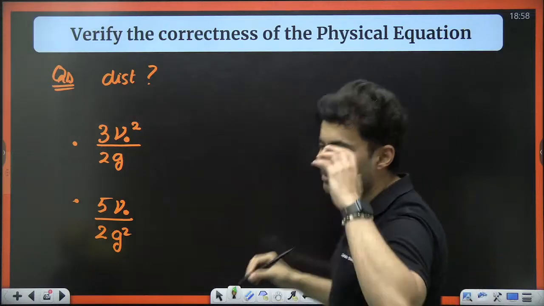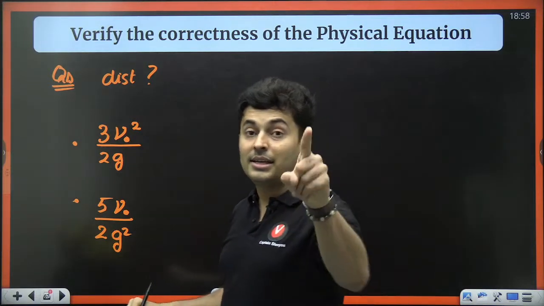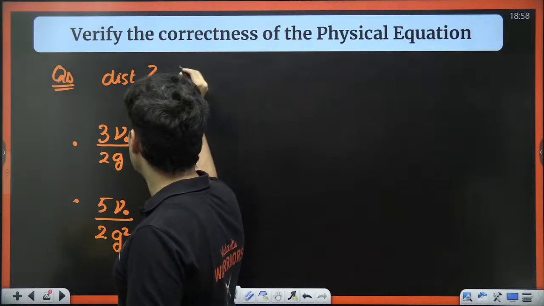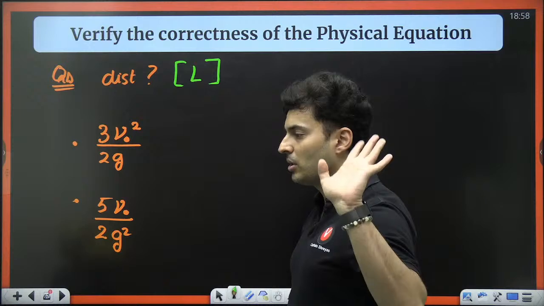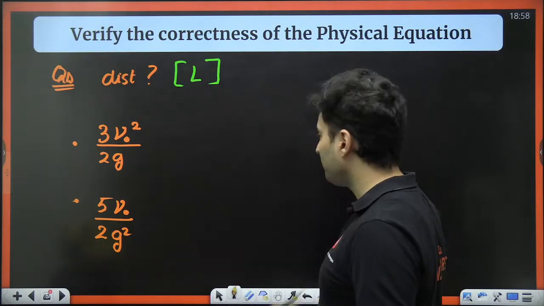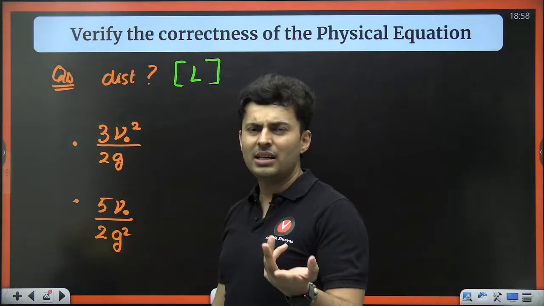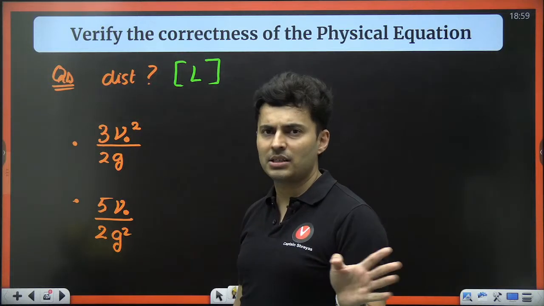What is the final distance traveled? Some nonsense is there. Distance means length, so the answer should have the dimension of length, right? Okay, observe. 3 by 2. 3 is a dimensionless number. 2 is also a dimensionless number.